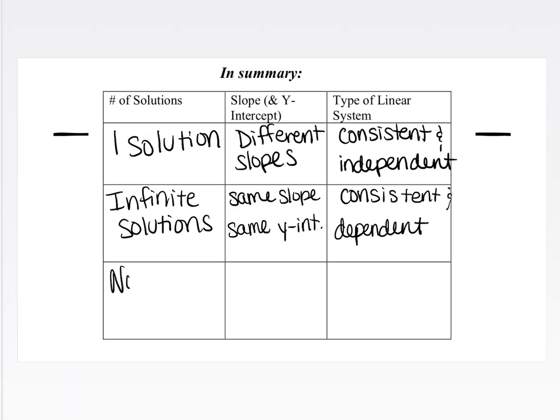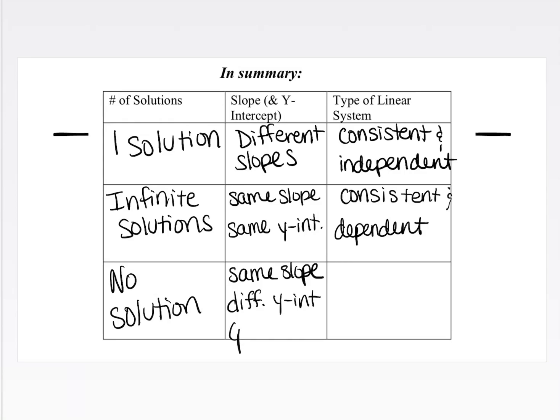Last but not least, we have no solution. So they have the same slope, because the lines have to have the same slope if they're parallel, but different y-intercepts. So they will never cross. So in other words, these are parallel lines. And these are the same line. Because there is no place where the lines will cross or touch, there is no solution, and this is called inconsistent.